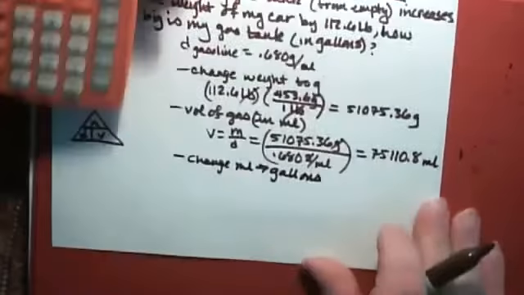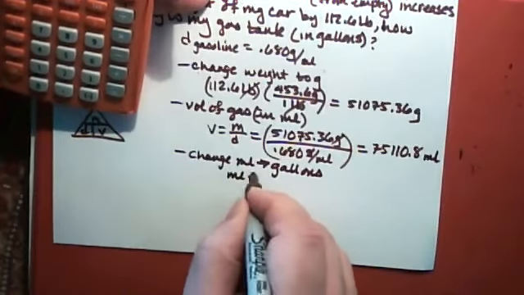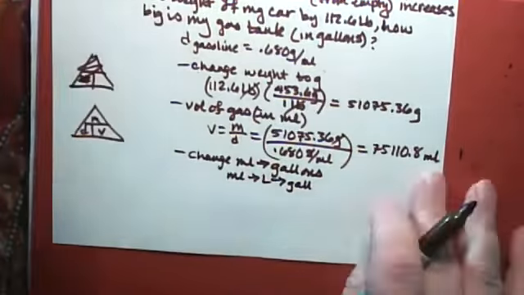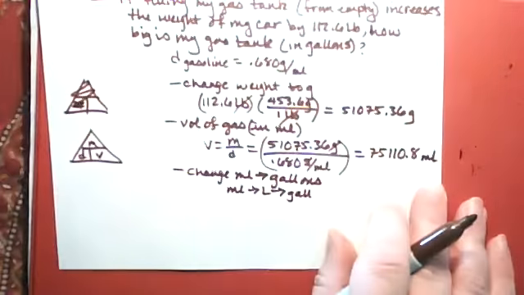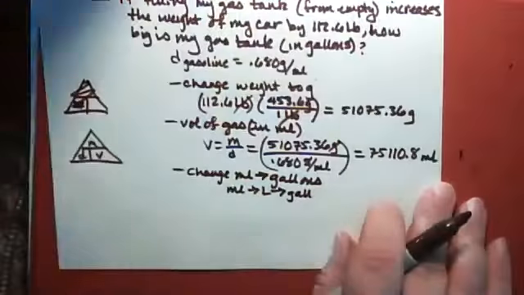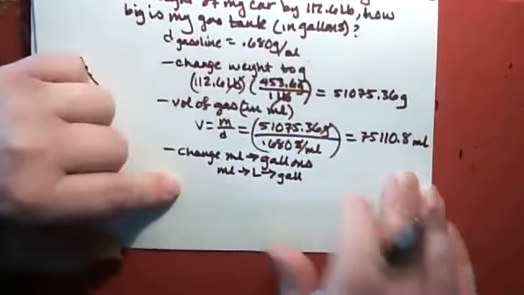And now we need to change milliliters to gallons. The conversion factor sheet, I don't believe, for volume, gives anything between gallons and milliliters, but it does give gallons to liters. So let's go milliliters to liters, and then we can go to gallons.